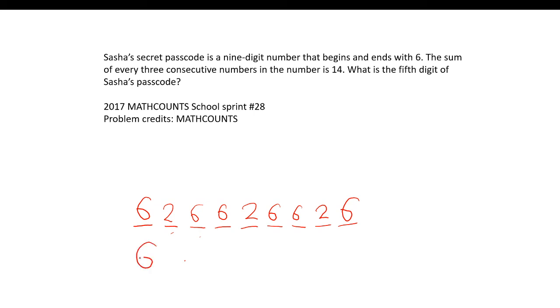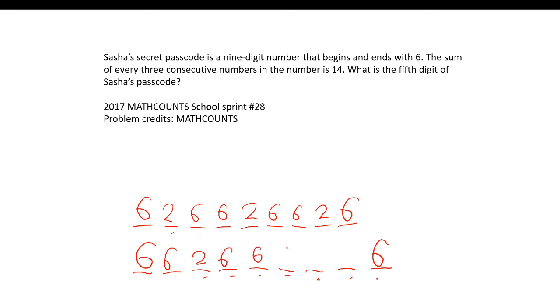What if we picked the same thing, 1, 2, 3, 4, 5, 6, 7, 8, 9, but reversed the 6 and the 2? 6 plus 6 is 12, and 12 plus 2 is 14. 6 plus 2 is 8, 8 plus 6 is 14. 2 plus 6 is 8, 8 plus 6 is 14.